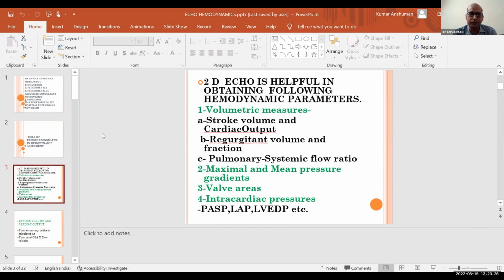So we have volumetric measures. It includes stroke volume and cardiac output. Then we go for regurgitant volume and regurgitant fraction, and then pulmonary and systemic flow ratio.